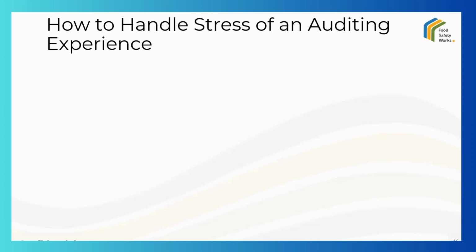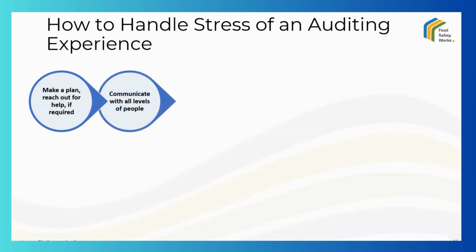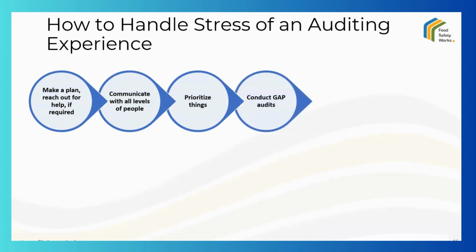A successful audit depends on careful preparation of the audit team and the auditee. Make a plan. Getting a fresh look at the premises will help you find missed out or overlooked non-compliances. Communication, as I said before, is always the key. Communicating to all levels of people is very important. Prioritize things. Conducting a gap audit helps in analyzing the improvement areas.